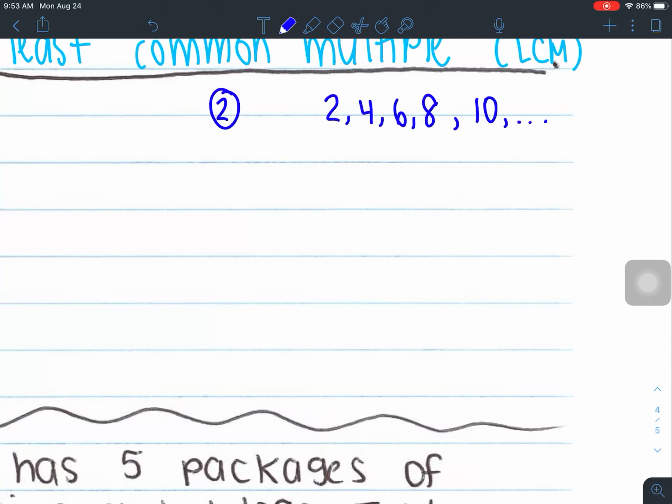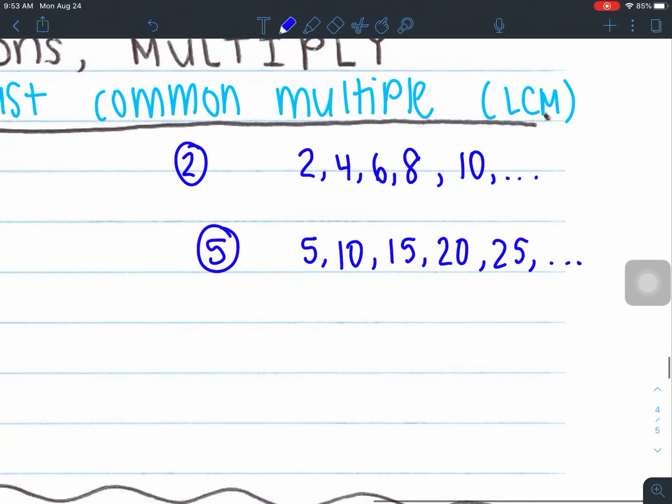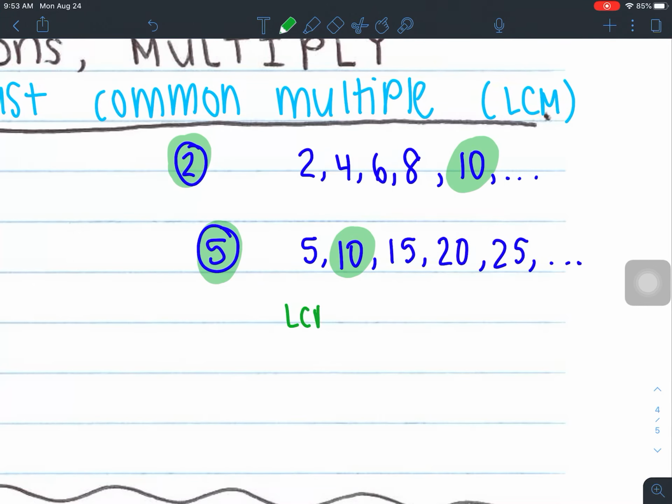Let's go ahead and list multiples of 5. 5, 10, 15, 20, 25, and so on, right? So we could literally go on infinitely, but we don't need to. The least common multiple is the smallest number both numbers have in common. So in this case, the least common multiple between 2 and 5 would be 10. That's the smallest number they both have in common. That's their least common multiple.